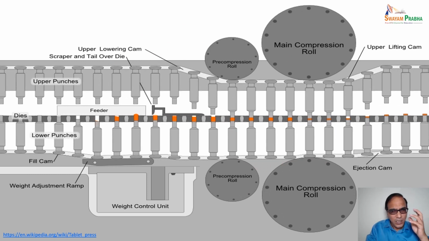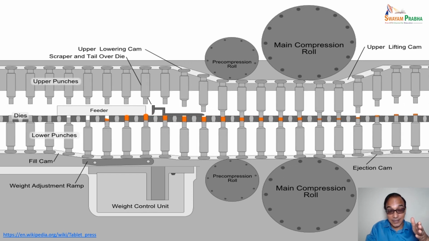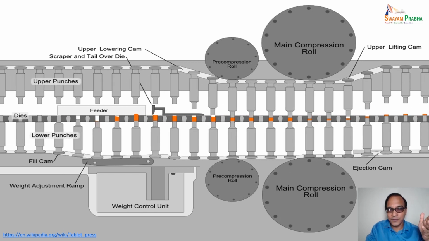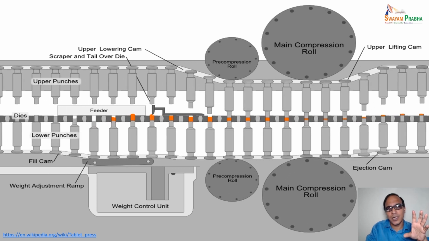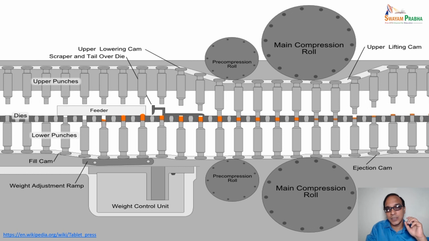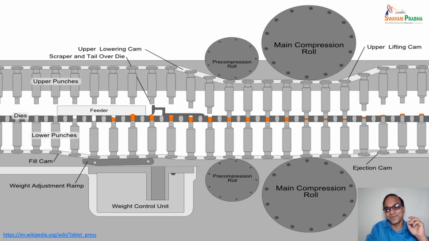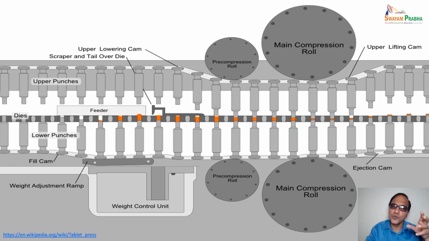So this is a simple, representative functioning of a multi-station rotary tablet punching machine. You can access this and use this, it's freely available on Wikipedia, and it is very easy to understand. I acknowledge the creator of this GIF. Thank you.